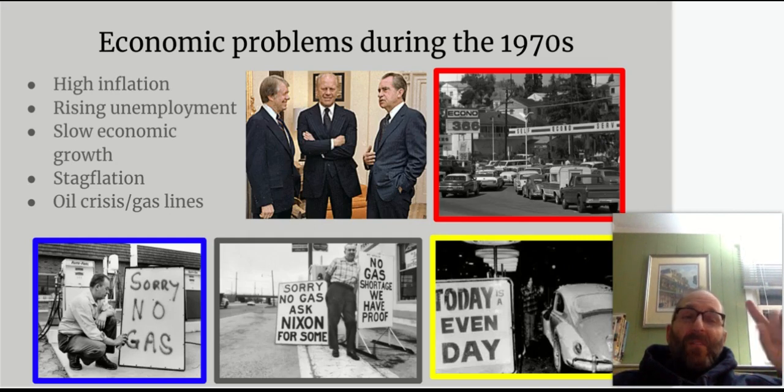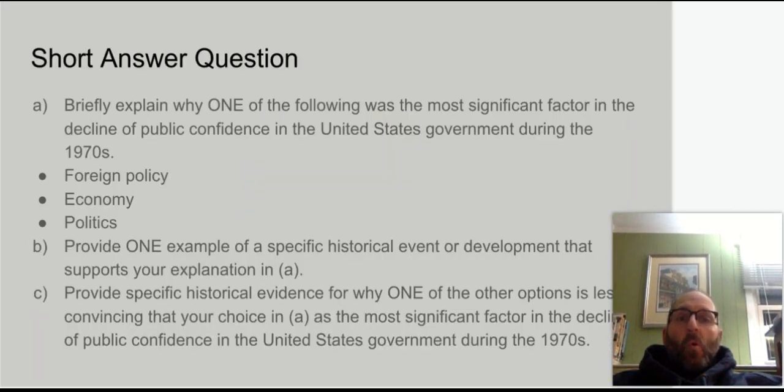Now, just to transition briefly into something you would do on the exam, this is a short answer question. Explain briefly why one of the following was the most significant factor in the decline of public confidence in the United States government during the 1970s. Now, there isn't a correct answer. You could choose any of the three as long as you can defend it.